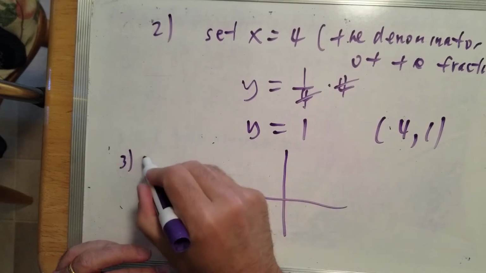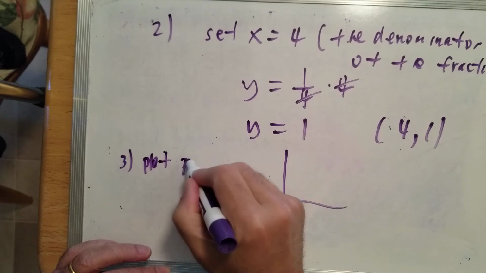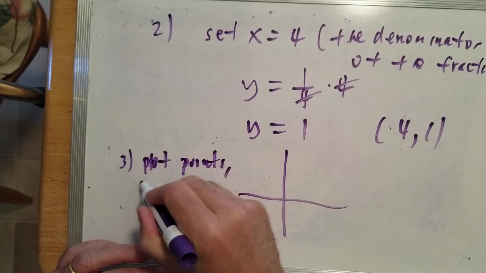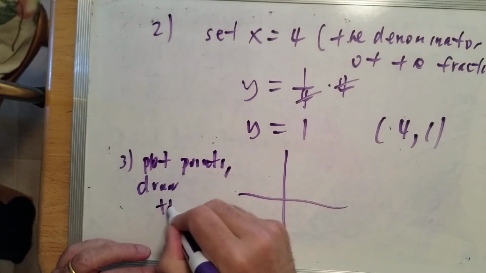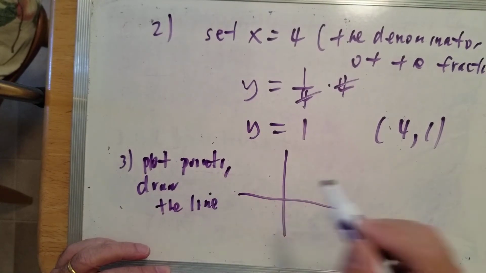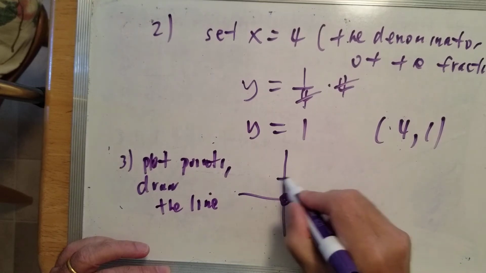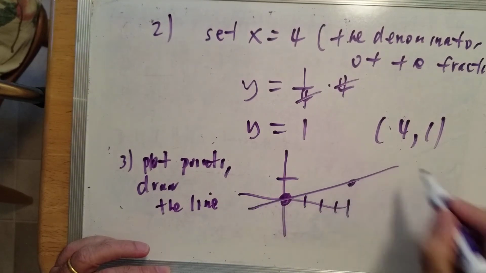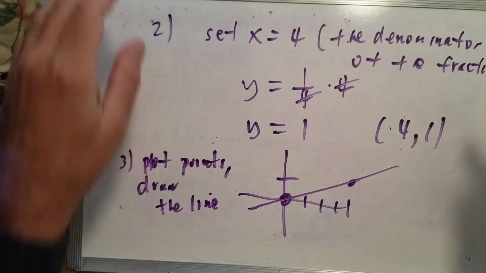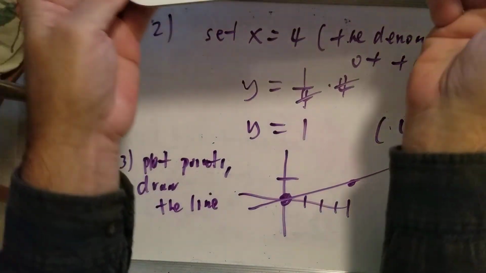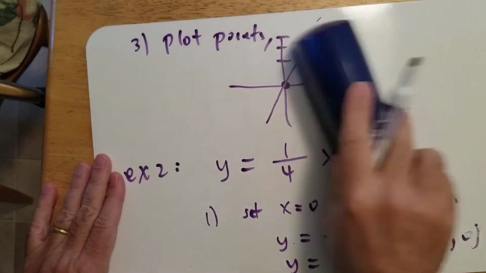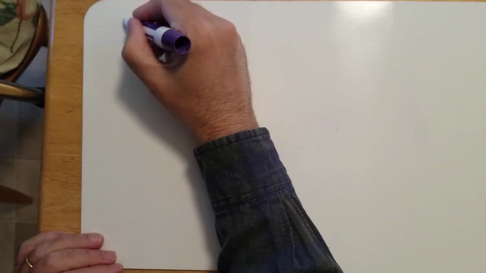I have the origin and the point 4, 1 is on the graph. So I can plot the points, draw the line. So here's the origin. When x is 4, y is 1. There's that line. Now, in the next section, they calculate slopes, and I just wanted to do an example to show how to calculate a slope. Again, I've posted some extensive notes on this.